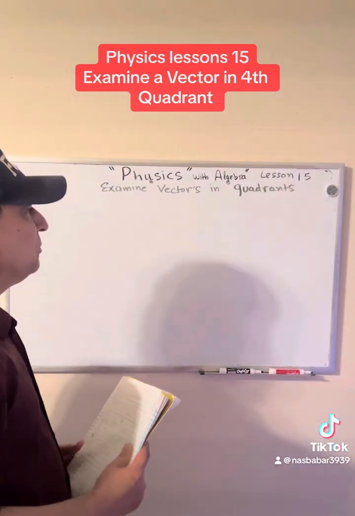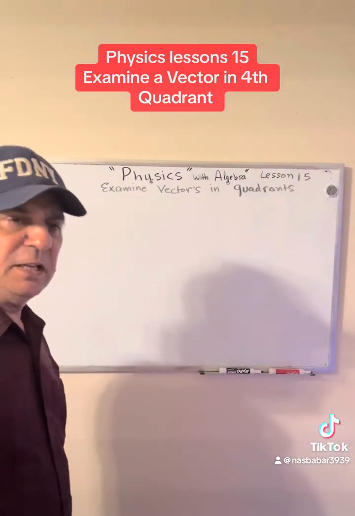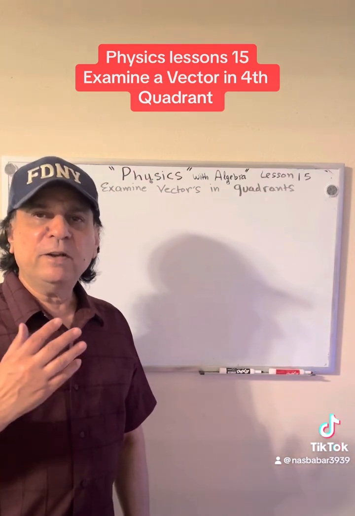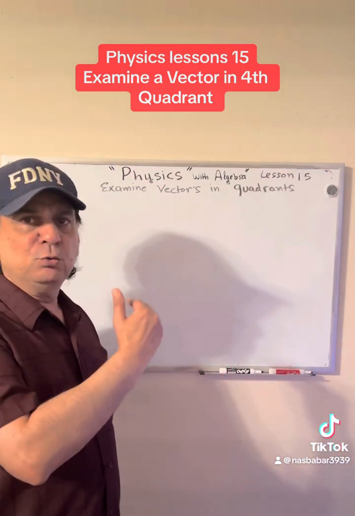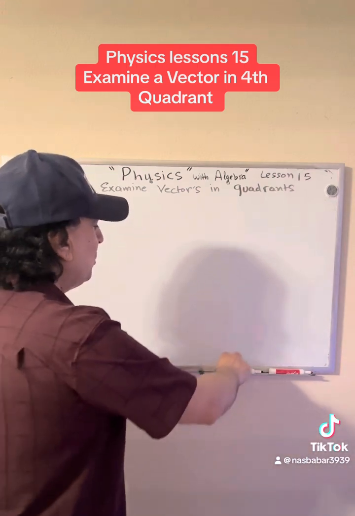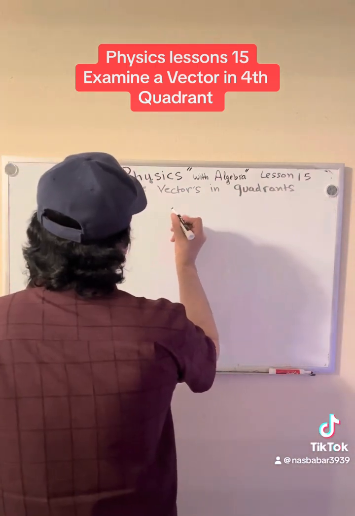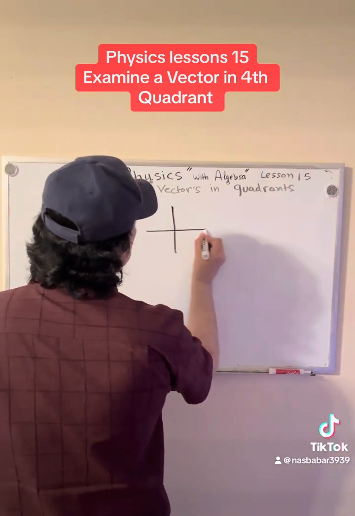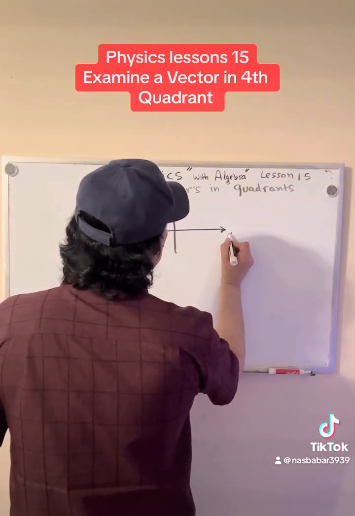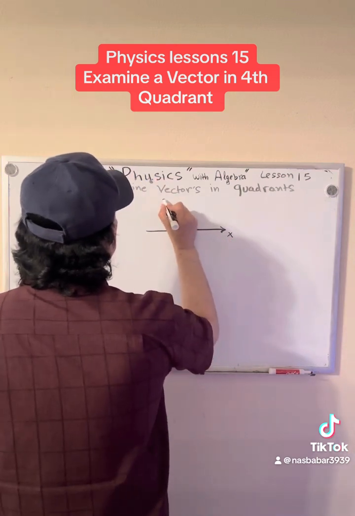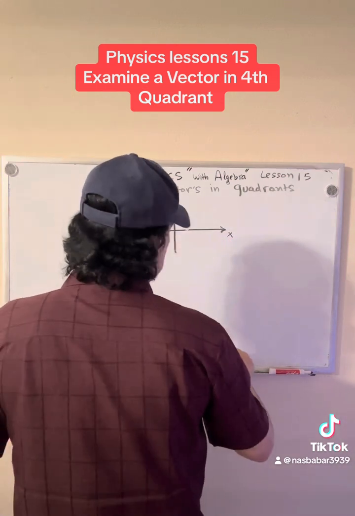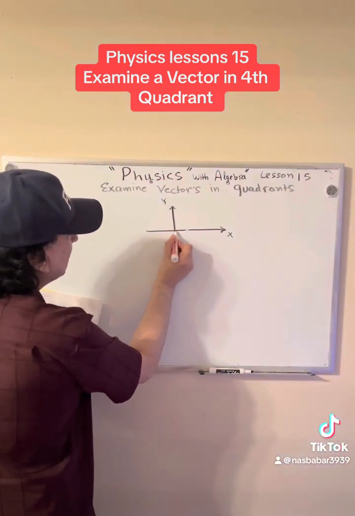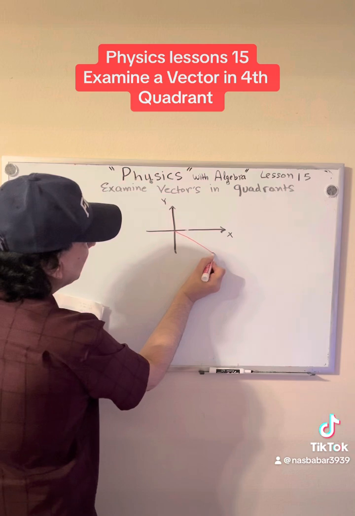Today we're going to discuss a vector in the fourth quadrant. In my last three lectures, if you've been following me, I've discussed vector in quadrant 1, quadrant 2, quadrant 3, and today we're going to close this section by examining vector in quadrant 4. So this is my x-axis, this right here is my y-axis, okay? And then what we're going to do is draw a vector in the fourth quadrant right here.